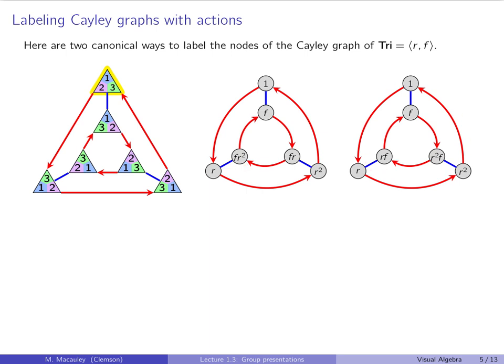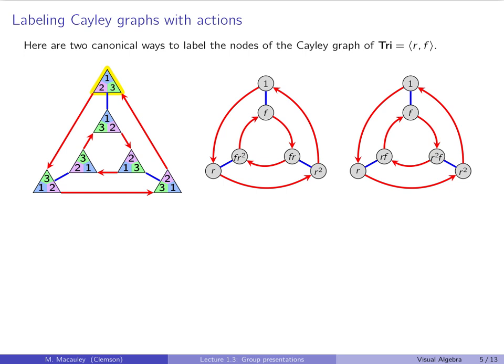Whereas over here, we label these outer three nodes as before, the identity, R and R squared, and then from each of those, we follow the blue path to get F, RF, and R squared F. So notice the difference. This node here is FR squared, but over here it's RF. And this is FR and this is R squared F. We've seen this before. These are relations that are equal. And both of these are perfectly valid labelings.